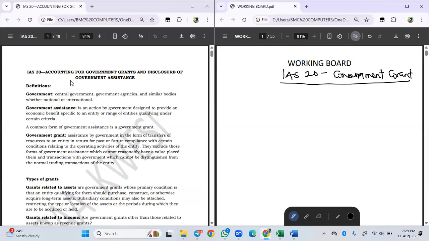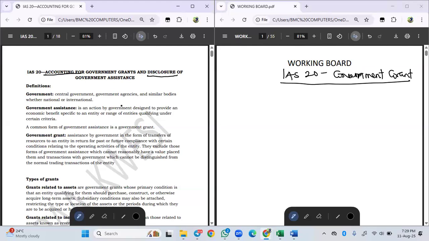So based on the name itself, you can tell something about the standard. IAS 20: accounting for government grants and disclosure of what? Government assistance. Now look at this. You are saying what? Accounting for government grants and disclosure of what?